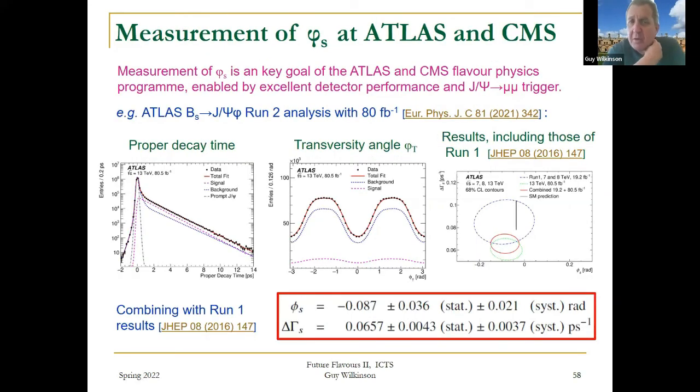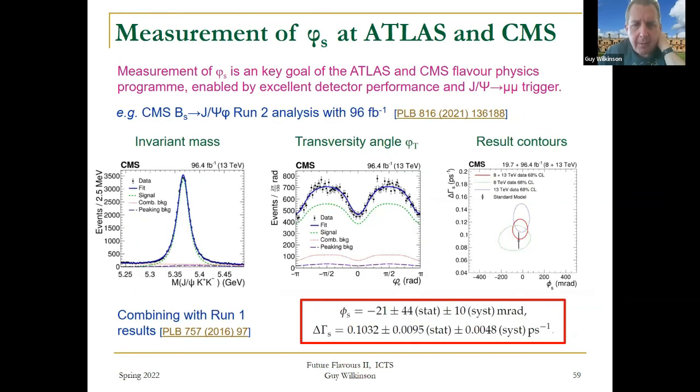But this is a measurement where ATLAS and CMS can also very much contribute, because J/psi phi you can trigger on using your J/psi to mu mu trigger. And so ATLAS performed a very nice measurement. Here you see their plot of the decay time, and then the angles that they're looking at, and then their final results in the phi S against delta gamma S plane. This is a result with the full Run-2 analysis, giving the result for phi S and delta gamma S. So here are the numbers, but I will put all these numbers together in a plot shortly, so you don't have to screw your eyes up and focus too much on those.